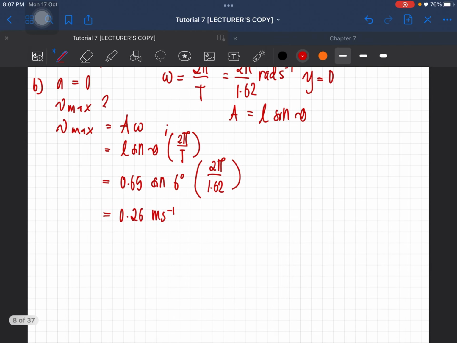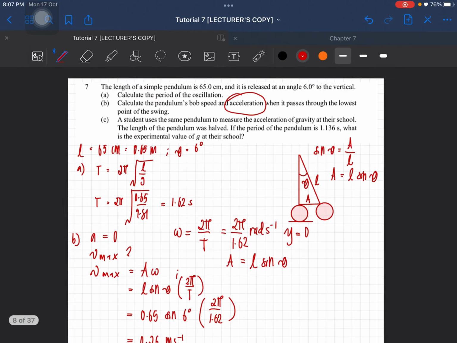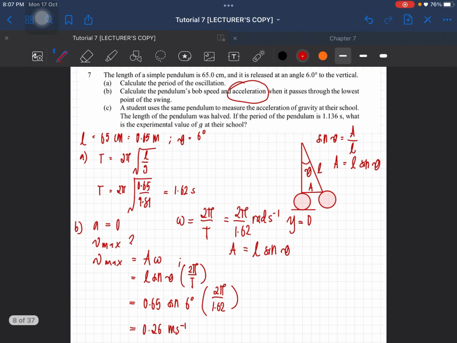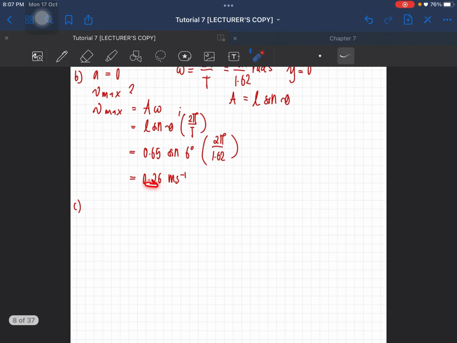Question C now. A student uses the same pendulum to measure the acceleration of gravity at their school. The length of the pendulum was half, and the period is 1.136 seconds. What is the experimental value of g at their school? Oh, okay. Actually this one is different from your tutorial questions, but follow this one. This is the correct one.